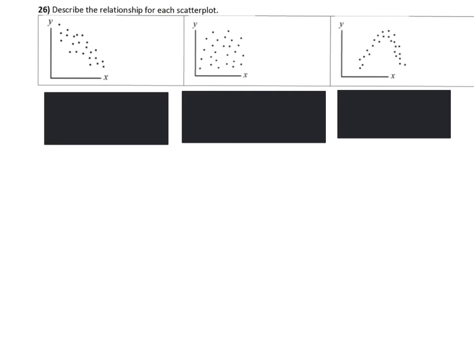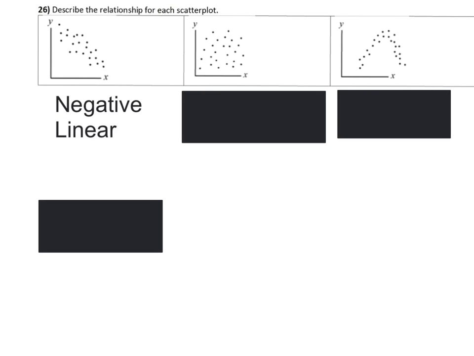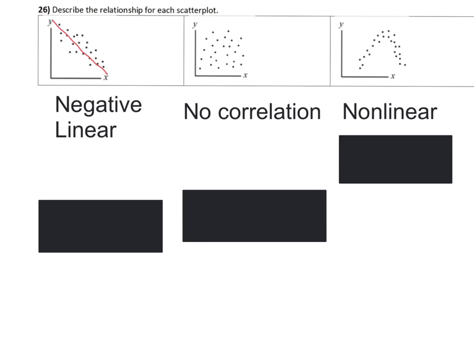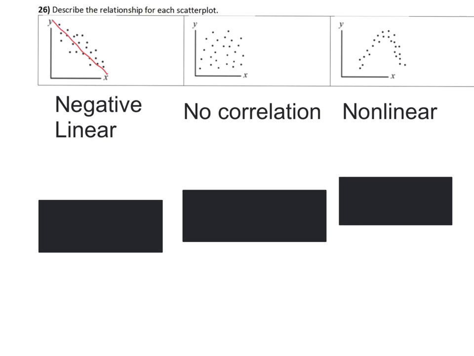26. Describe the relationship for each scatter plot. For the first one, that is negative and linear because the trend line is going down. For the second one, that is no correlation because there is no trend. And then for the last one, that is nonlinear because it is following a line but not a straight one. It is kind of going like that.